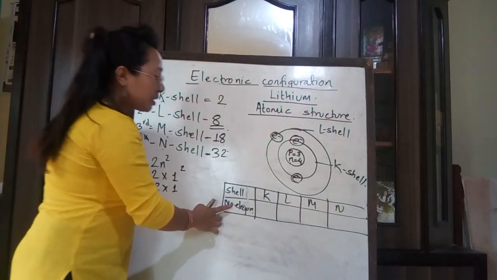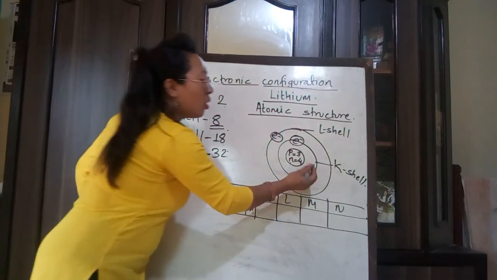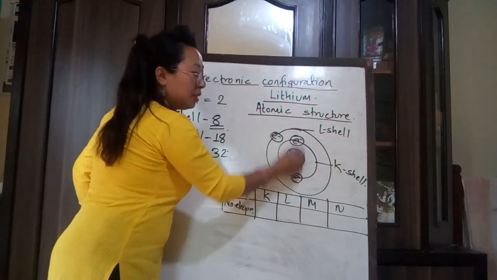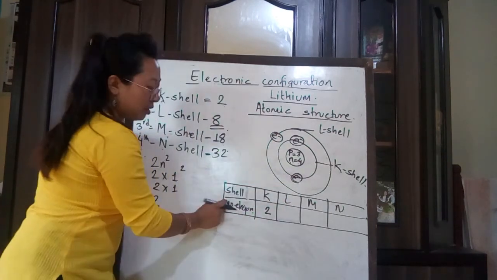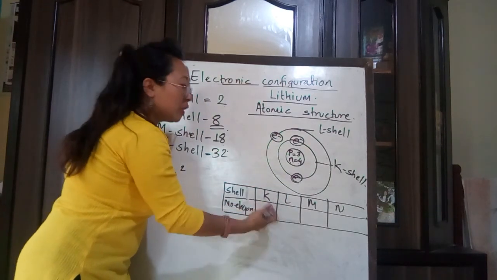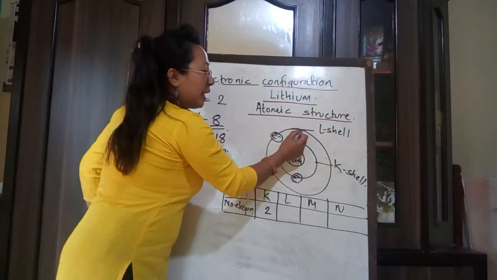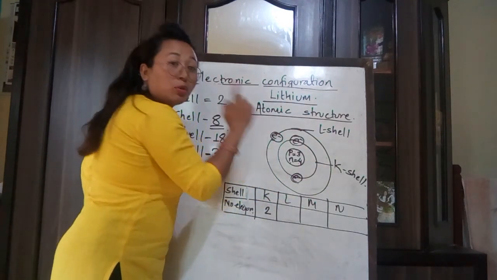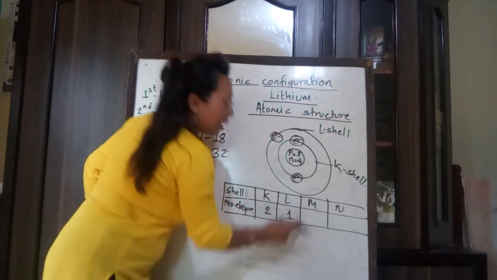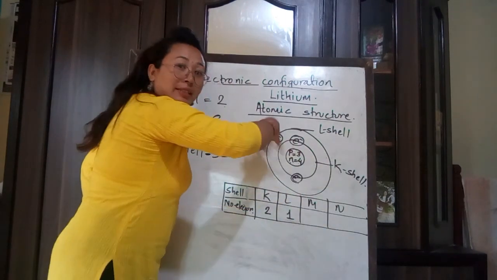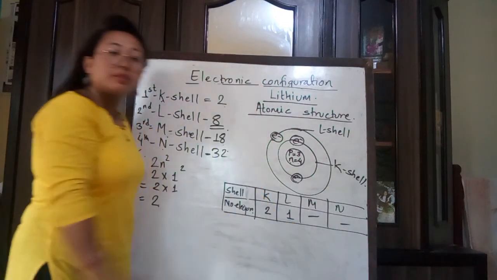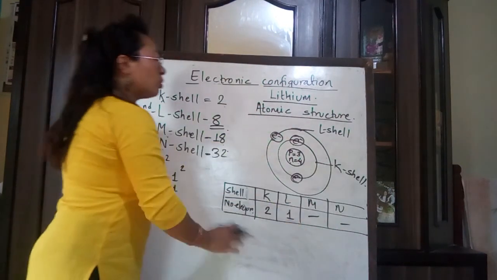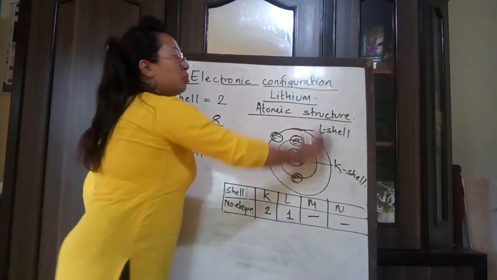But here in case of lithium, in K shell how many electrons are there? 1, 2. That means 2. Here we are just filling up that number of electrons. Okay. So here in L shell how many electrons? Just only 1. And in M and N, is there M and N shell? No. So here we can write that's finished. So this is called the electronic configuration and atomic structure.